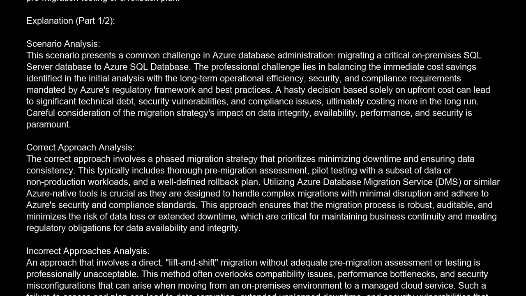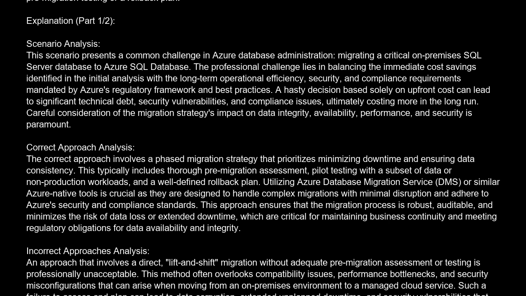This scenario presents a common challenge in Azure Database Administration, migrating a critical on-premises SQL Server database to Azure SQL Database. The professional challenge lies in balancing the immediate cost savings identified in the initial analysis with the long-term operational efficiency, security, and compliance requirements mandated by Azure's regulatory framework and best practices. A hasty decision based solely on upfront cost can lead to significant technical debt, security vulnerabilities, and compliance issues, ultimately costing more in the long run. Careful consideration of the migration strategy's impact on data integrity, availability, performance, and security is paramount.